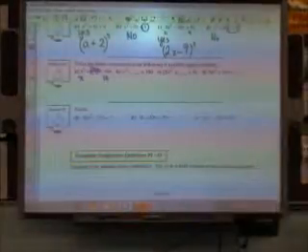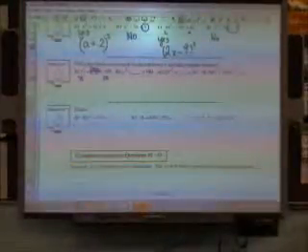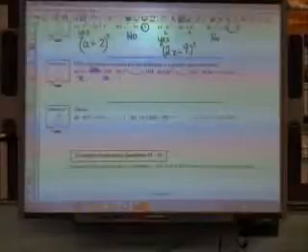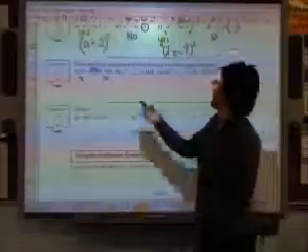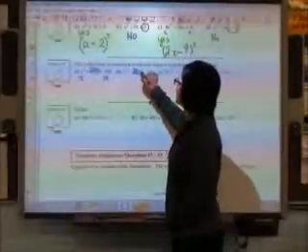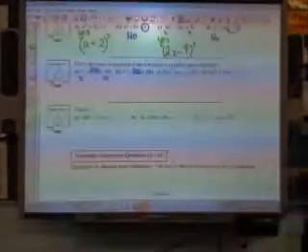Okay, see if you can do the next 3 on your own, and then we'll look at them as a class. What would I get for my middle term in B? A negative 20x. What would I get for C?